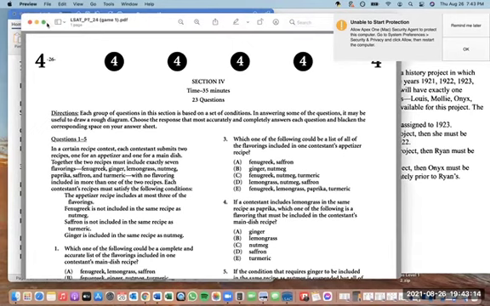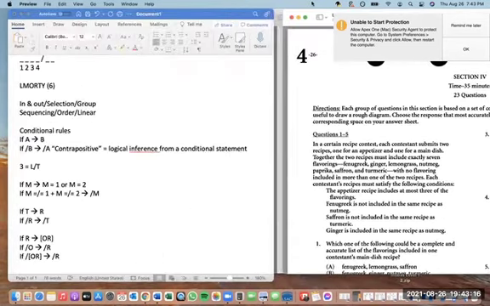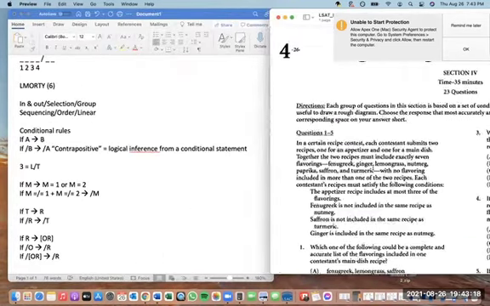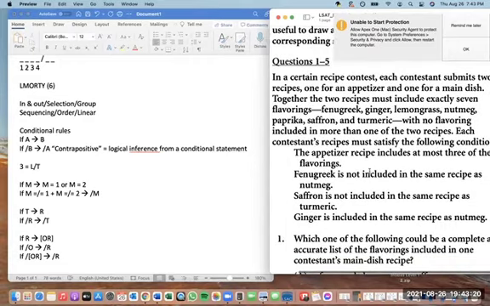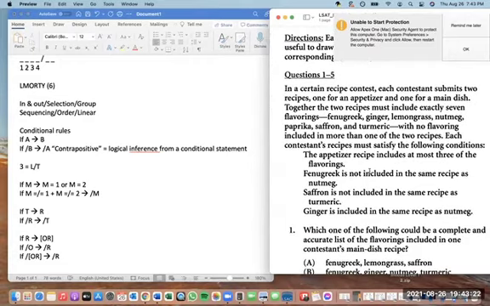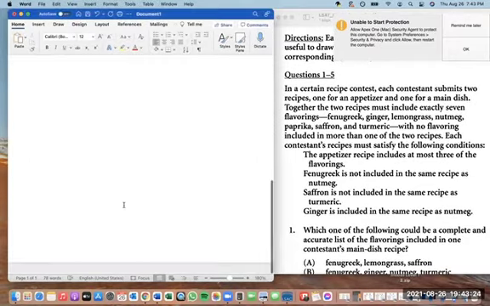The next one that I have, so we'll take a look at this. This one is also looking like an in and out game. Okay, so that's what it has in common with the game that I just did, but I'm not seeing any sequencing element here. Okay, so in a certain recipe contest, each contestant submits 2 recipes, one for an appetizer and one for a main dish.